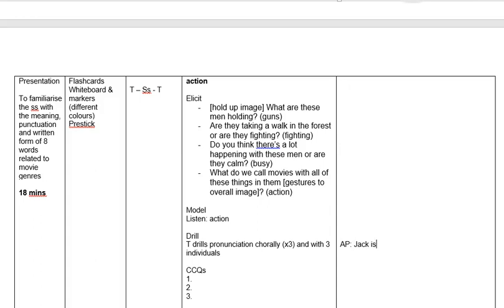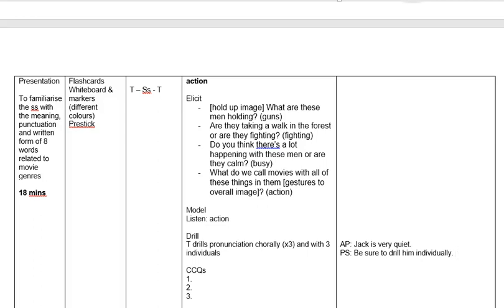For example, Jack is very quiet. I don't often hear him in class, so I drilled him individually. This does not mean that you have to drill them until it is perfect. Drilling simply means: Jack, and Jack says "action." Unless there's a huge problem with the pronunciation, you would move on to the next person.